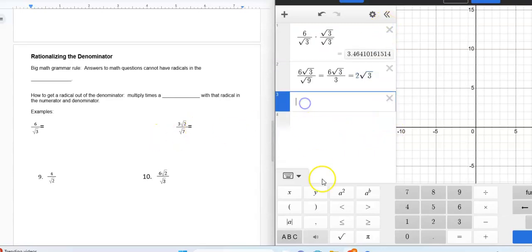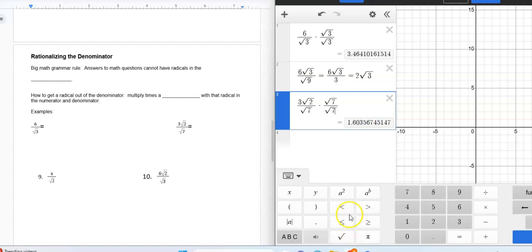So this says 3 rad 2 over rad 7 equals. Okay, so what do I have to do? I got to get the rad 7 out of the denominator. The rad 2 is fine. The rad 2 is actually okay because it's in the numerator. What we got to do is multiply times rad 7 over rad 7.